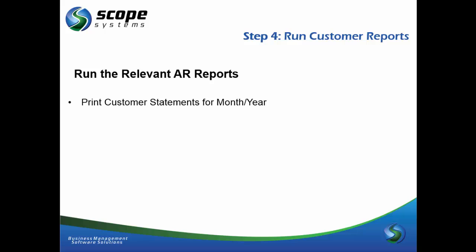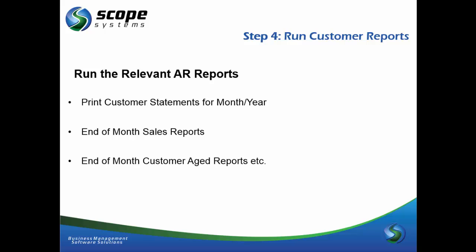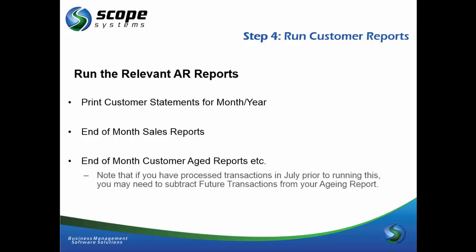Step 4, running of the customer reports. This entails printing customer statements for month or year end, end of month sales reports, and end of month customer age reports. Please note, if you have processed transactions in July prior to running this, you may need to subtract future transactions from your aging report.